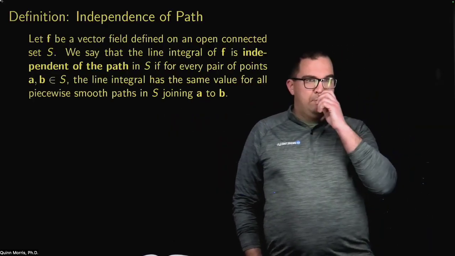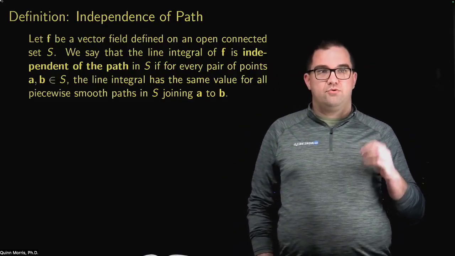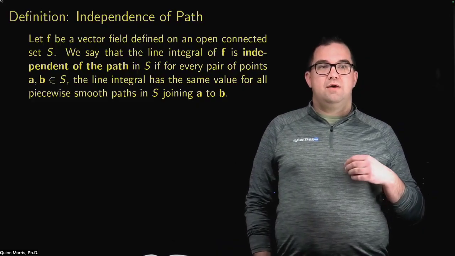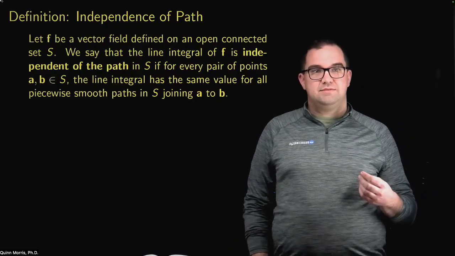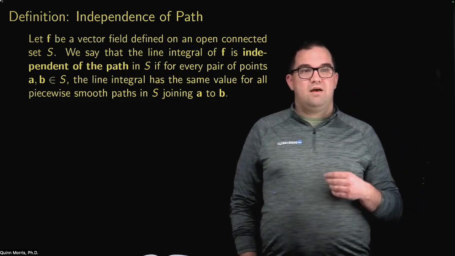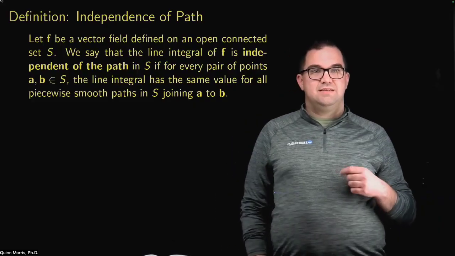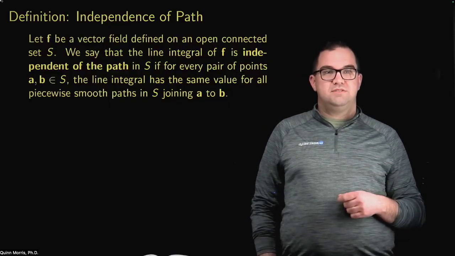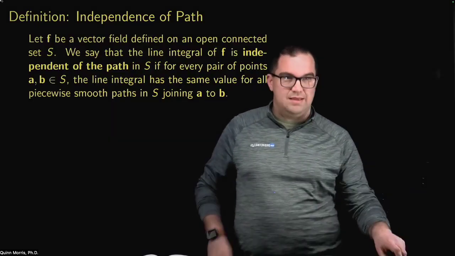So to begin, I want us to be clear about what we mean when we say that the line integral of a vector field is independent of path. So imagine that we have a vector field f that's defined on some open connected set S. We say that the line integral of f is independent of the path in S if for every pair of points A and B in the set S, the line integral has the same value for all piecewise smooth paths in S joining A and B.